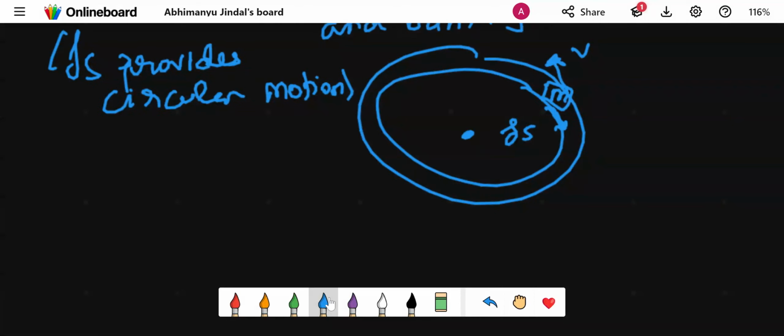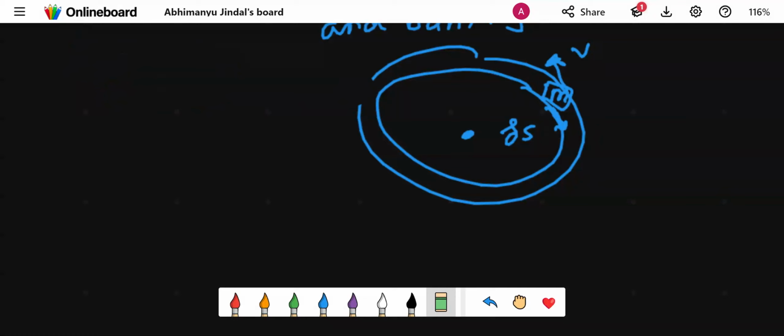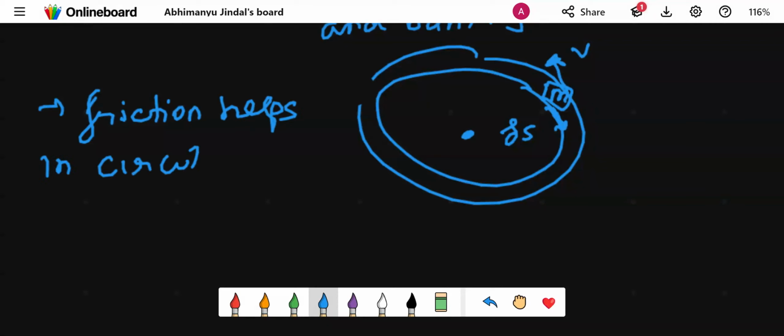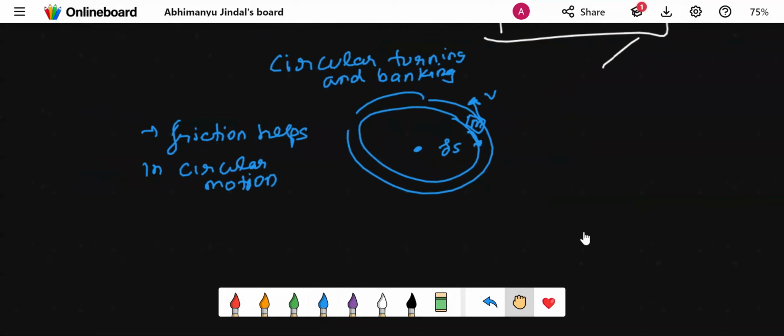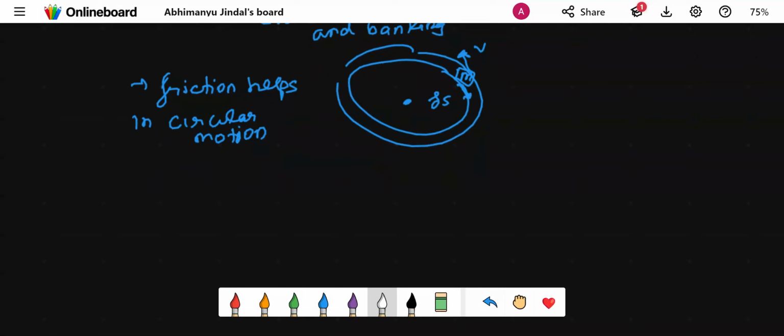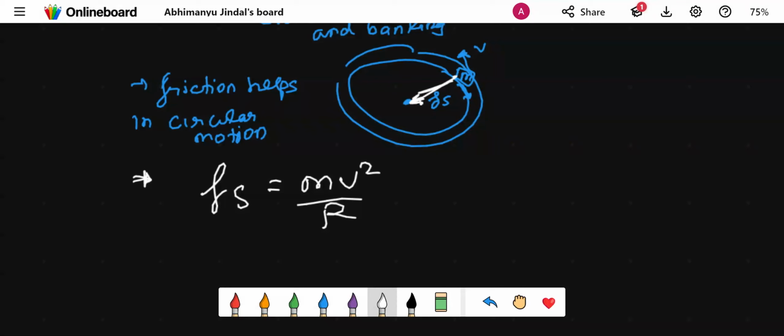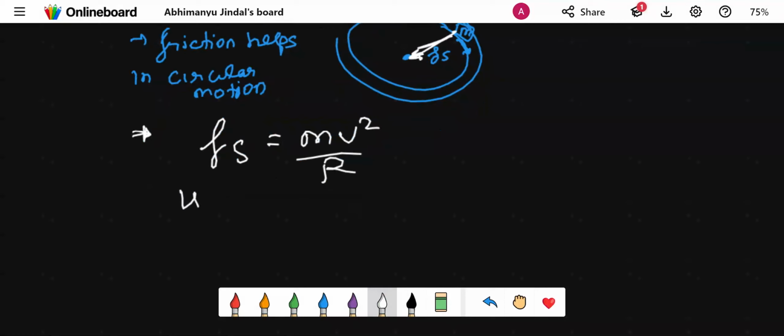Right, so in horizontal turning, the better way to write this is that friction helps in circular motion. The formula for this is friction gives mv squared by r, which is the net force towards the center required for circular motion. That's it. Now friction is mu s times n, which is mv squared by r.